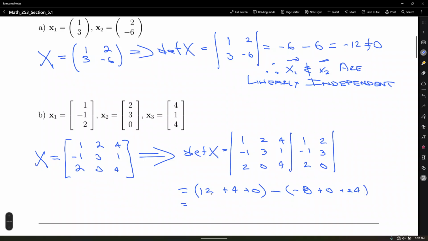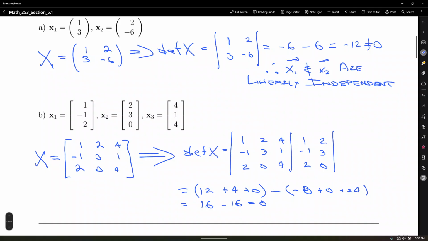So what is that equal to? 12 plus 4, is that 16? And minus 24 minus 8, is that another 16? This is equal to 0. What does that mean? These vectors are actually linearly dependent. That means we can find constants C1 multiplied with the first vector, C2 multiplied with the second vector, C3 multiplied with the third vector, such that the result will be the zero vector. That's one way to see it.